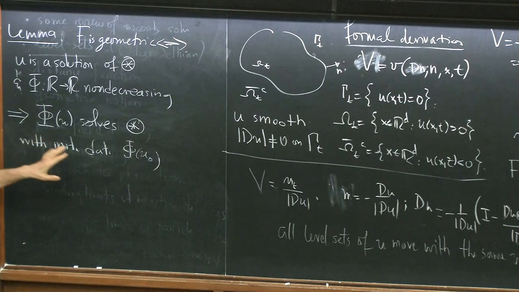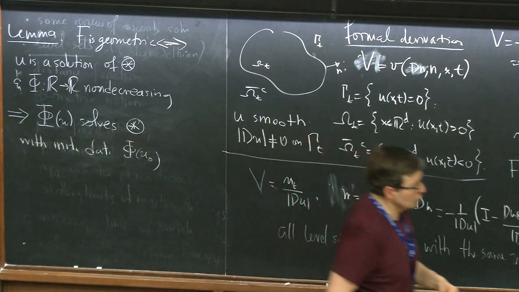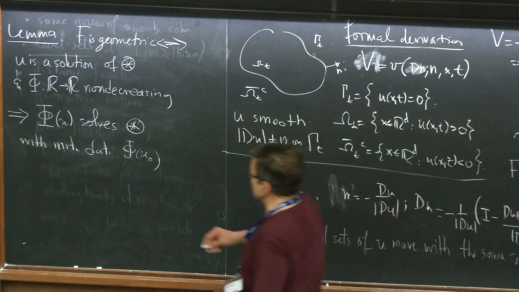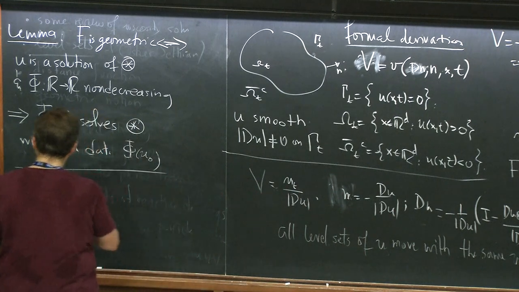So the result is that any increasing function of a solution remains a solution. That follows, it's equivalent to geometric. And I will use this, which is a triviality, to prove it, assuming everything is smooth. Let's assume I'm dealing with things that are everywhere smooth. They are not, and one has to justify that in the viscosity sense and so on. Why is that? Okay, proof.